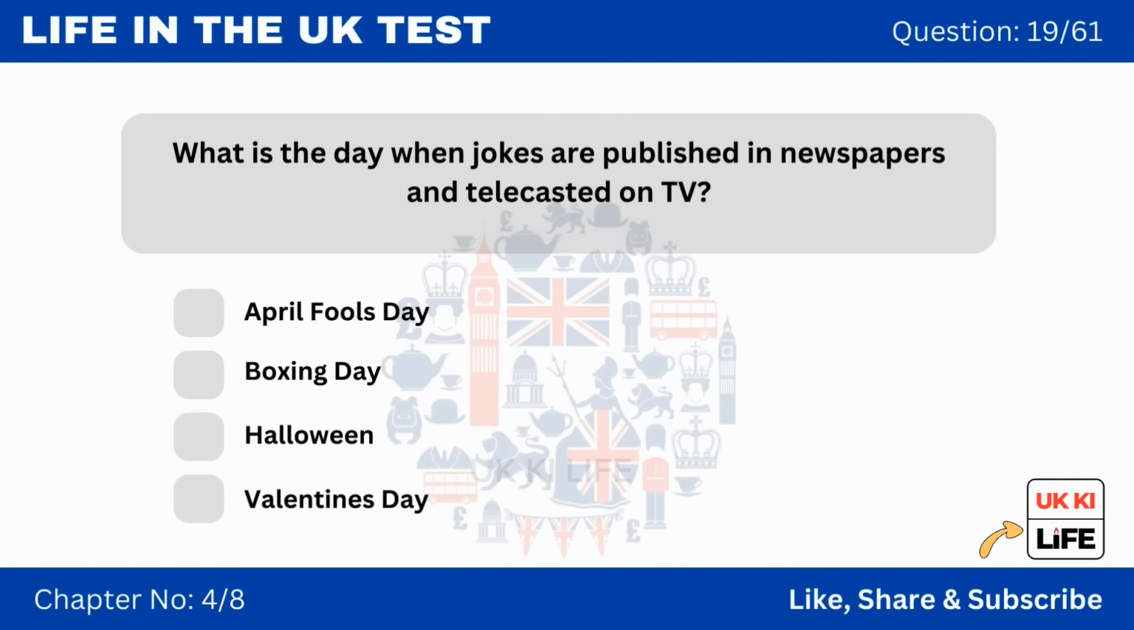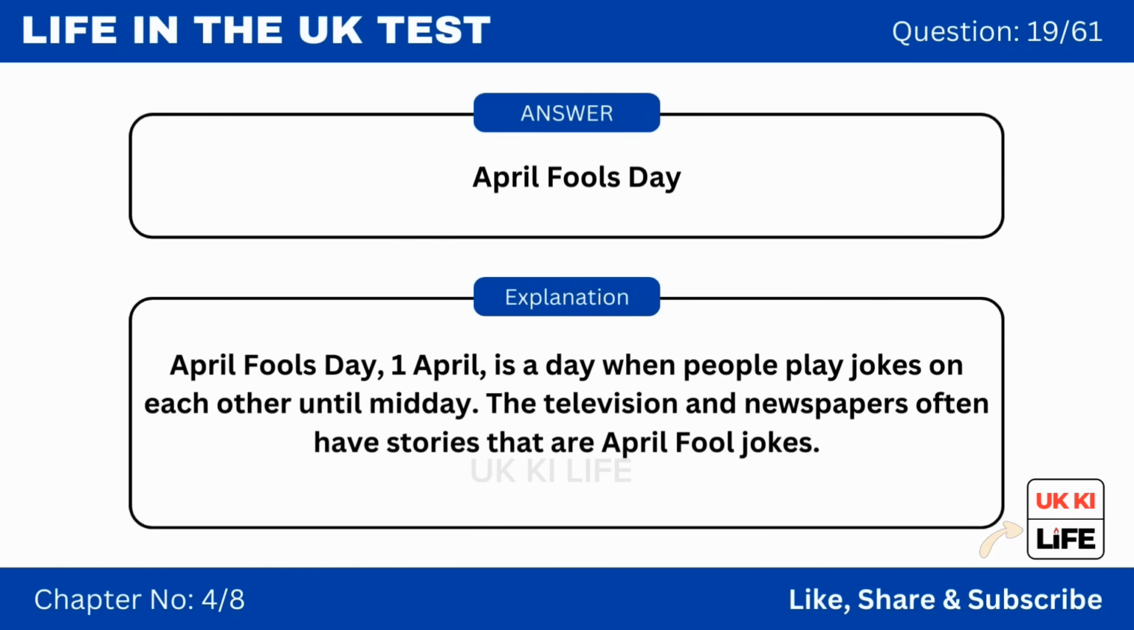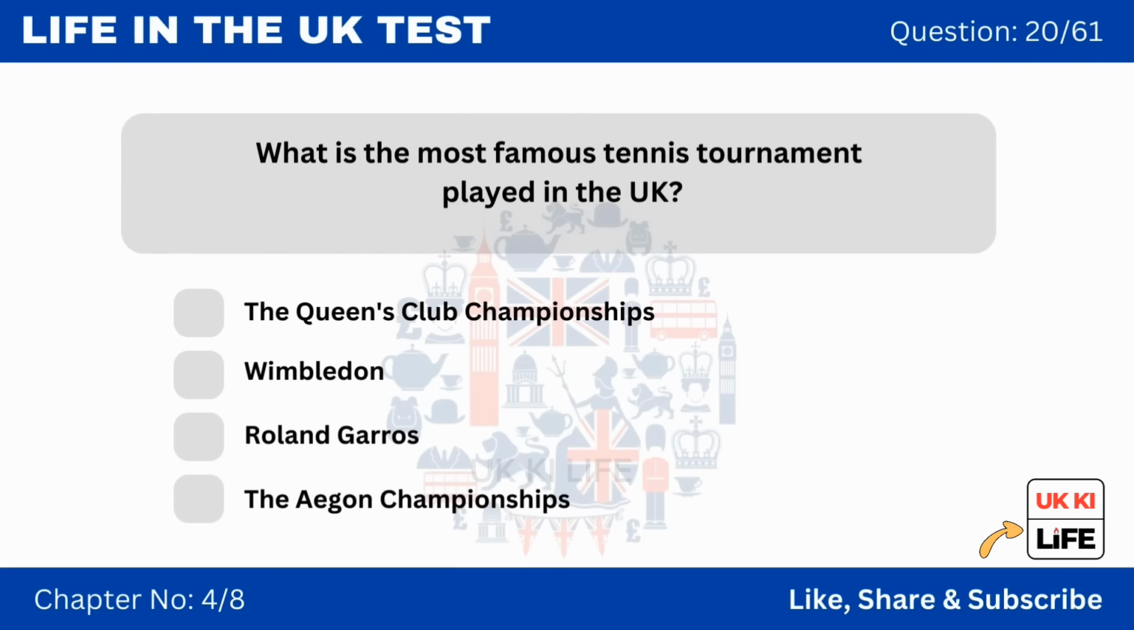The correct option is A. Explanation. April Fool's Day, the 1st of April, is a day when people play jokes on each other until midday. The television and newspapers often have stories that are April Fool jokes. Question 20. What is the most famous tennis tournament played in the UK? The Queen's Club Championships, Wimbledon, Roland Garros, the Aegon Championships.